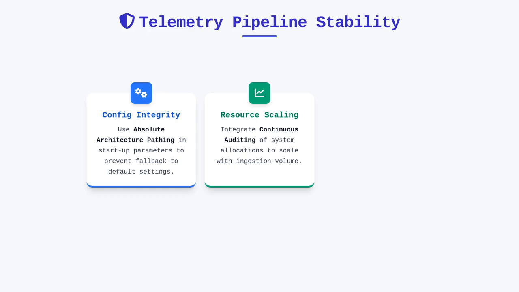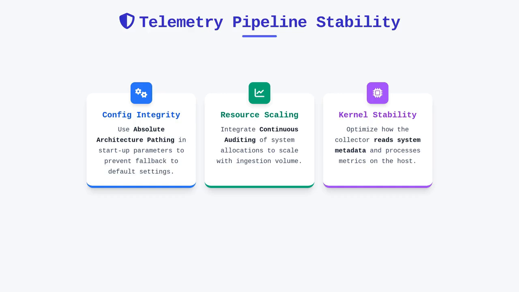Auditing the system resource allocations is not just a one-time task. It should be integrated into your monitoring strategy to ensure that the collector scales appropriately as your metrics ingestion volume increases over time. Stabilizing the pipeline requires an understanding of how the collector interacts with the underlying kernel, specifically regarding how it reads system metadata and processes metrics before they ever leave the host.